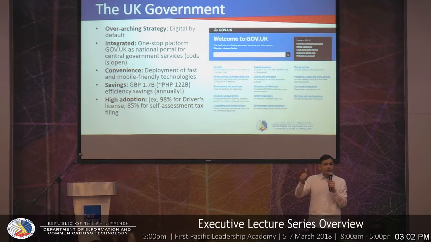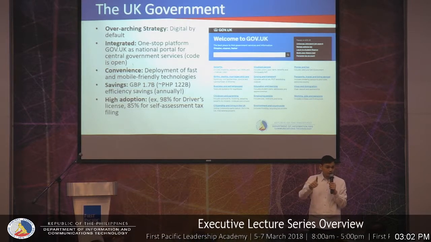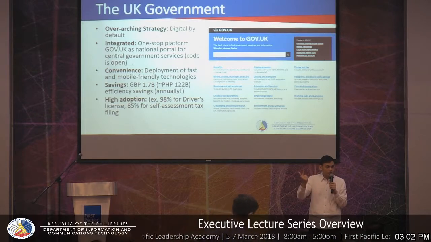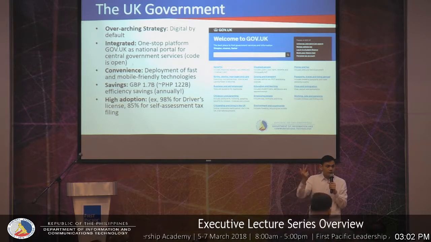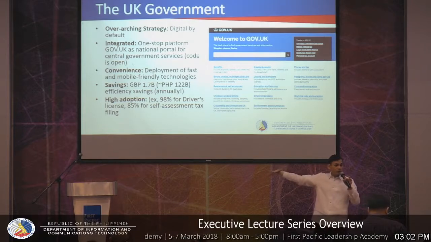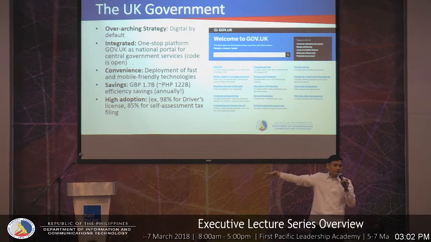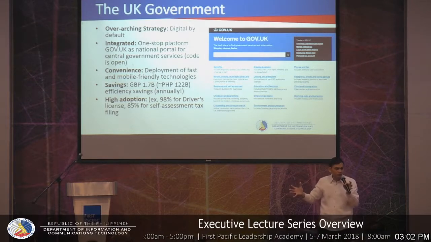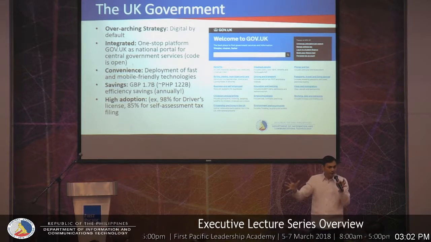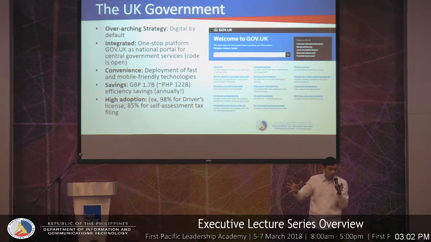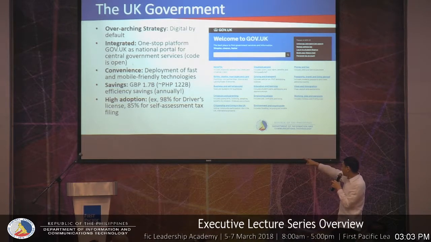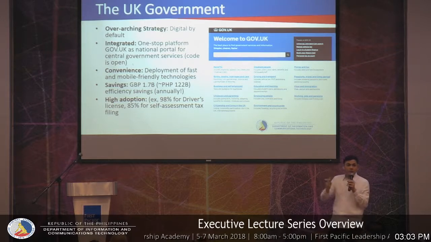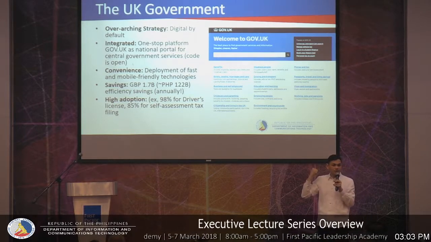Number one, they reduce the number of developments in software. They reduce the infrastructure costs. In terms of hosting all of this data and application systems, it is consolidated. They only need one information security group. They only needed one central application management group. High adoption: 98% of all British people use this site for their driver's license.